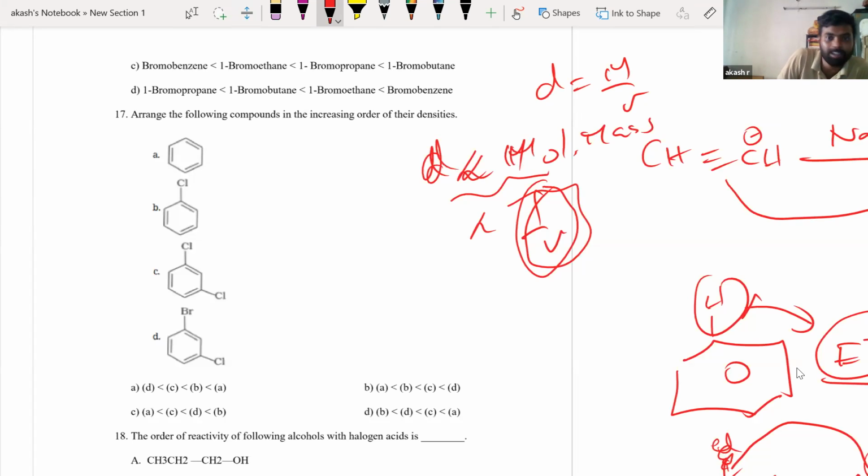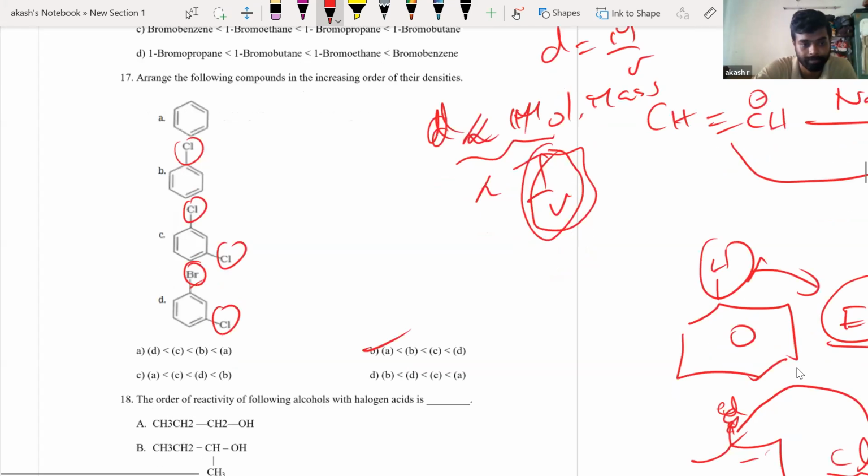The mass which I'm mentioning is the molecular mass. So again, whichever has the highest molecular mass is going to have the highest density. I think Br has more atomic mass, so D should have the maximum density. Then it should be C because it has 2 chlorines, but here I have 1 bromine and 1 chlorine. Here I have only 1 chlorine. Here there are no chlorines. So D should be maximum, A should be minimum. D is the answer to this question. Very simple. Density is directly proportional to mass, inversely proportional to volume. Volume makes no sense here.